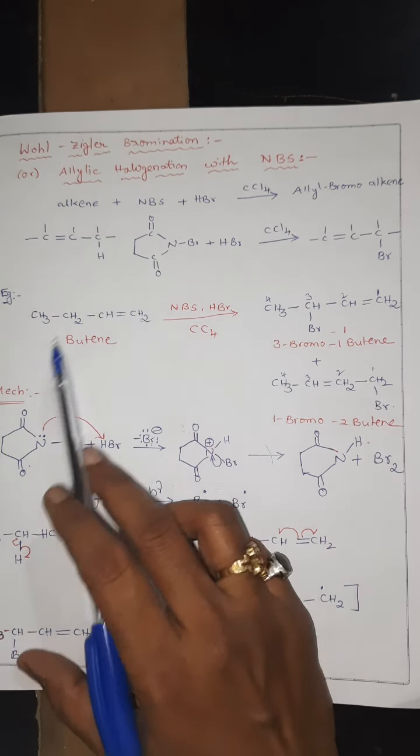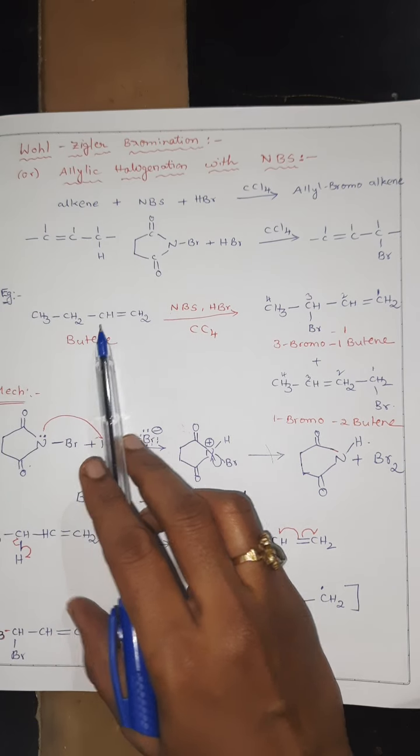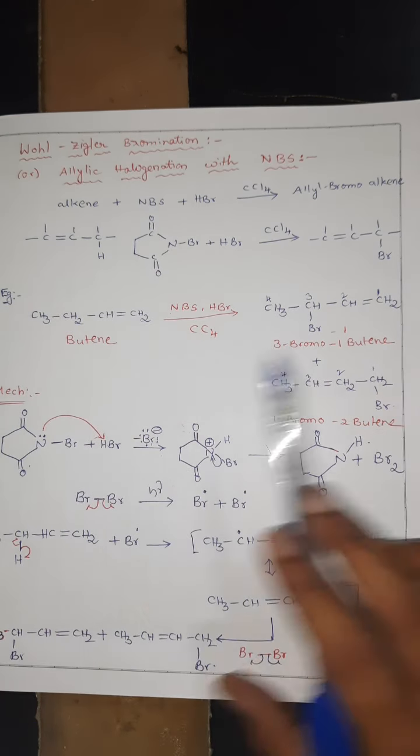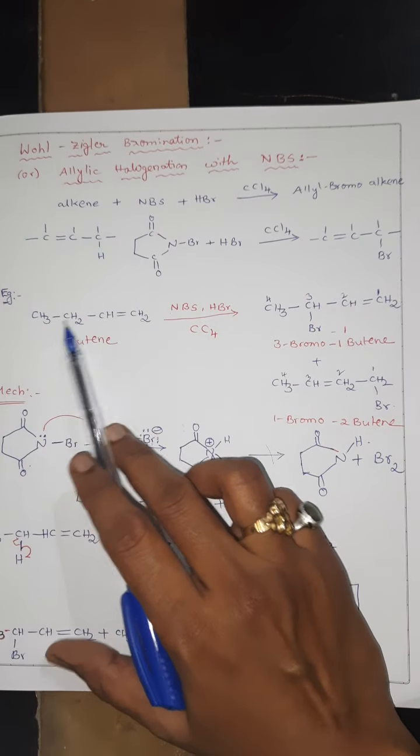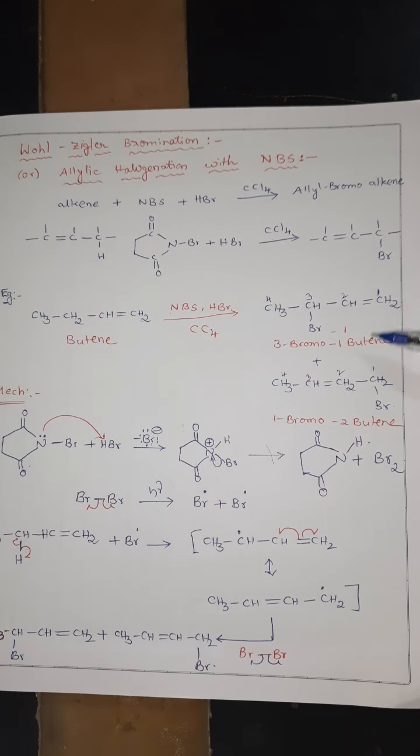If we take a symmetrical alkene, then there is a possibility to form only a single product. Here we take an unsymmetrical alkene, so two products are formed, 1-bromo-2-butene and 3-bromo-1-butene.